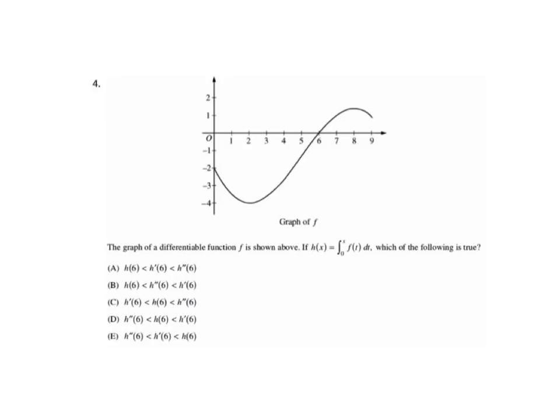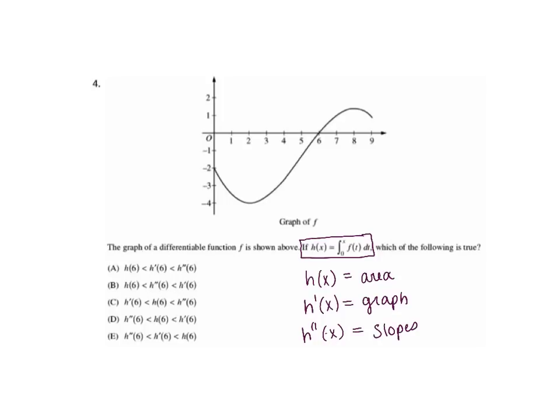The next problem, we need to order all of these. So let's look at what's going on with h at x. Notice how h at x is defined. So very quickly we can go through and say, h at x is going to talk about our area. Then h prime at x is going to be our graph. And then h double prime at x is going to be the slopes of our graph. So we can see real quick how to apply.